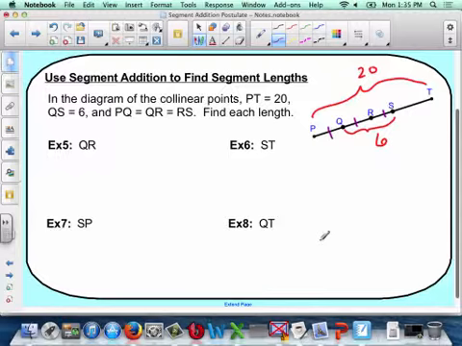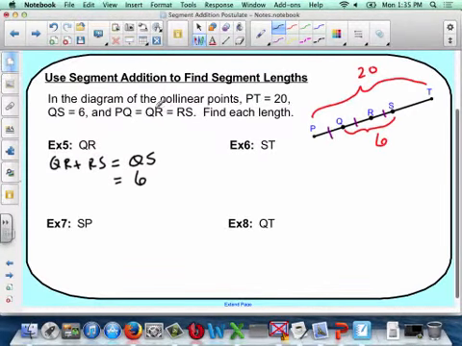What do we ask to find? QR. Okay, so what can you guys tell me here? What do we know that would allow us to find the length of QR? It's half of QS. Another way we would write that is the fact that QR plus RS is equal to QS, right? You guys agree? Okay. Now how long is QS? 6. Yeah, that's 6.